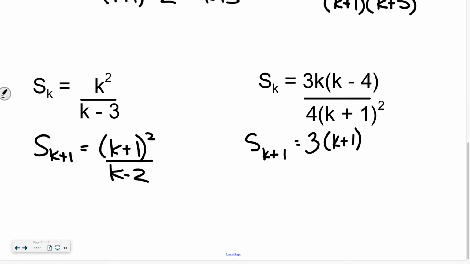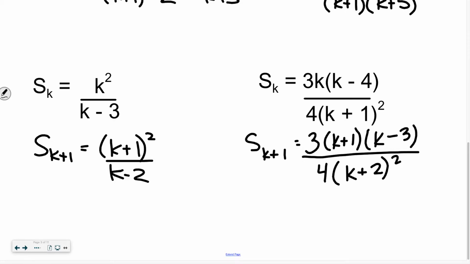And then in that next set of parentheses, k minus 4, if I put in a k plus 1, that'll be k plus 1 minus 4, which will be k minus 3. It's just going up by 1, right? That adding and subtracting there, as long as there's no coefficient to k. And then in the denominator, I'll have 4 times the quantity k plus 2 squared. Because k plus 1 plus 1 is k plus 2.